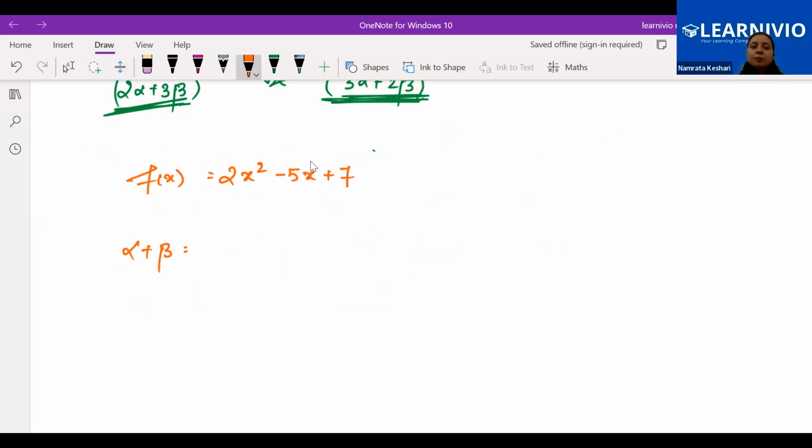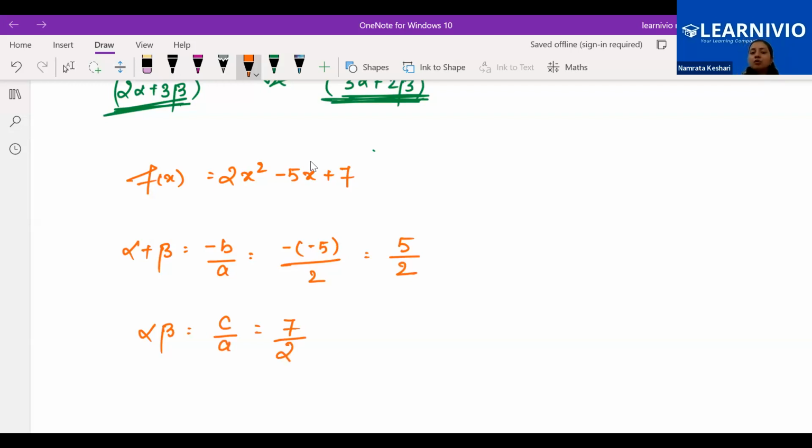Minus b upon a, minus b by a. Here b is minus 5, so minus of minus 5 by a, which is 2, we will be getting 5 by 2. And if we do the product of the zeros, c by a, that will be 7 by 2. Sum of the zeros and product of the zeros, we are having in hand.